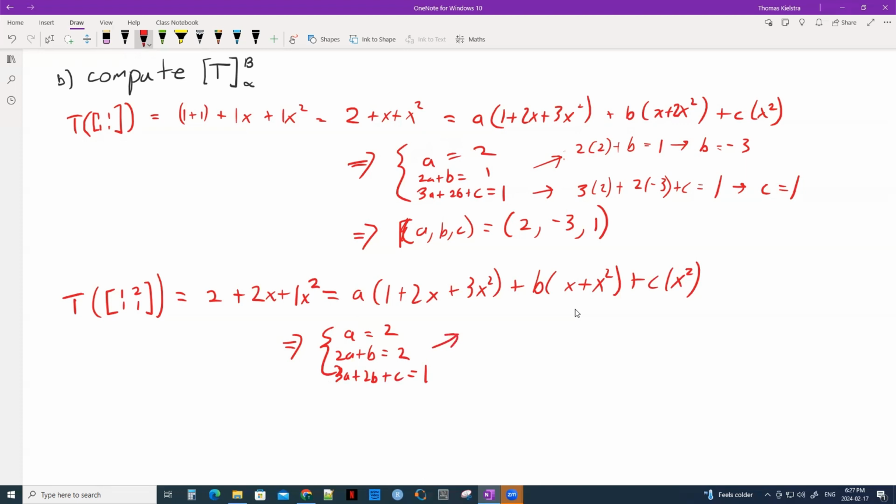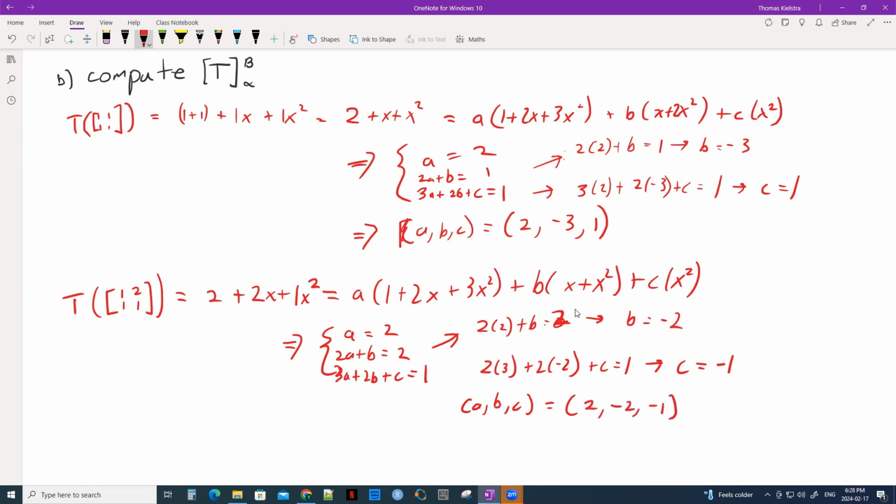Again, using a substitution argument, we get that 2 times 2 plus B equals 2, which implies that B equals minus 2. And now 2 times 3 plus 2 times minus 2 plus C equals 1 implies that C is equal to 6 minus 4 is 2. Bring the 2 over, C equals minus 1. So now A, B, C is going to equal the vector 2, minus 2, minus 1.